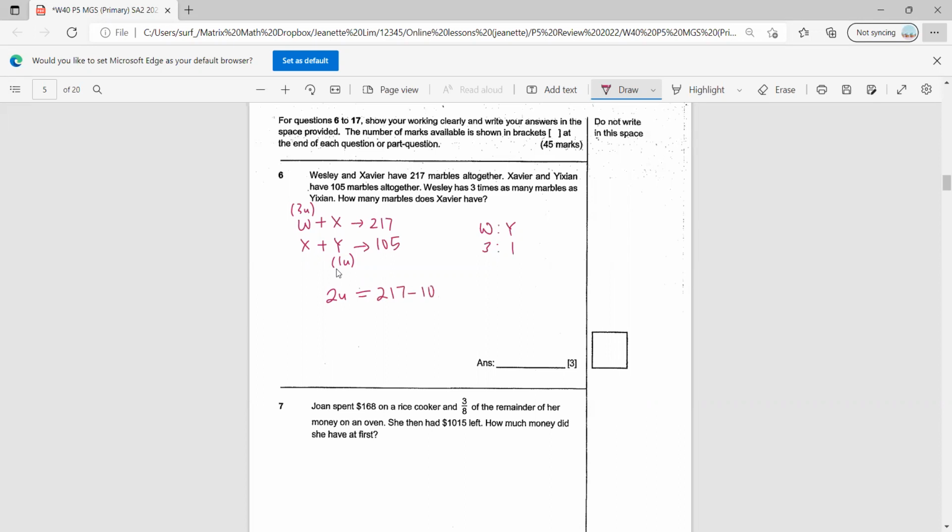So we find the difference. This will be 112. Then you take 112, divide by 2 to find 1 unit. You are supposed to find Xavier. 1 unit is Y. X and Y is 105. So to find X, we take 105 minus 56. That will give us 49. So the answer is 49.